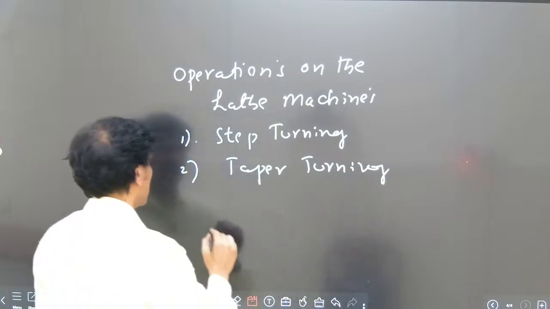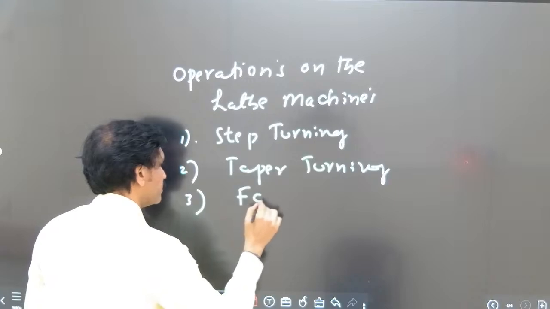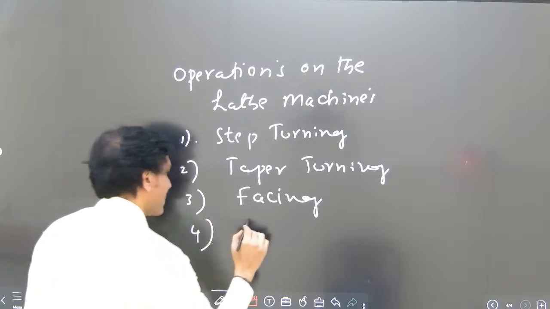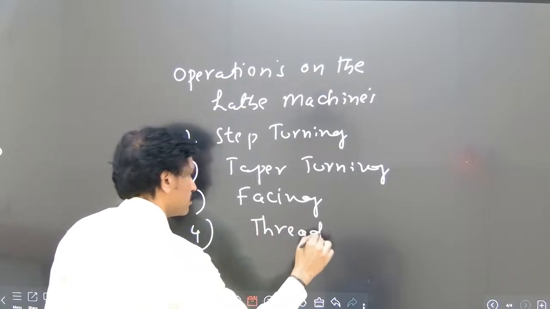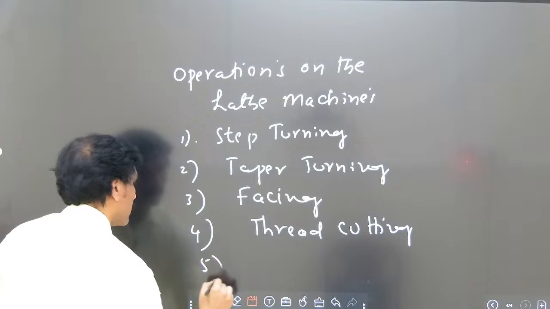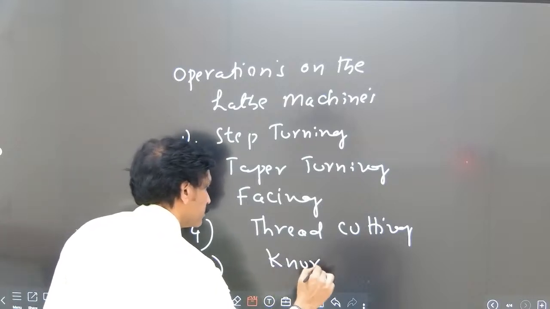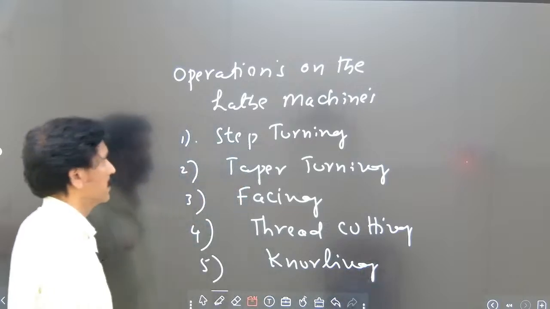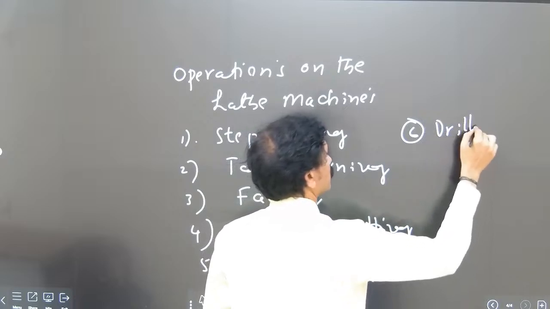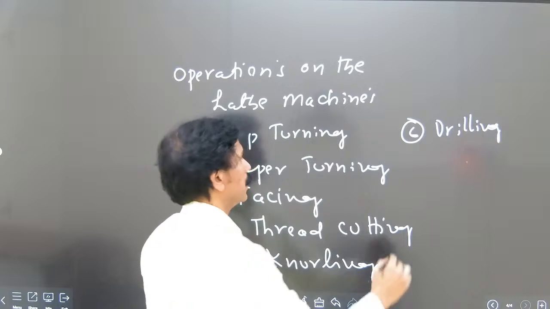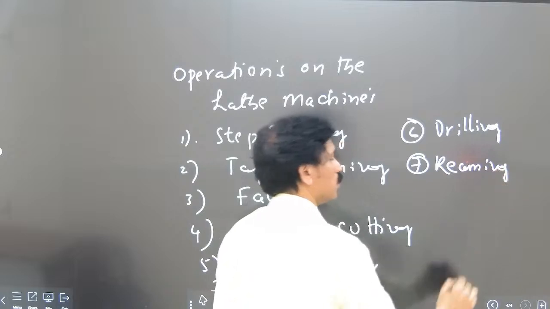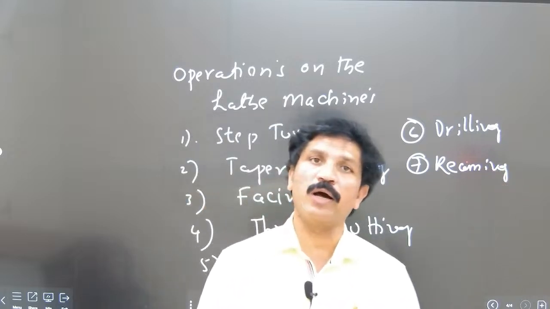Second one, taper turning. Next, facing. Number 4, thread cutting. Number 5, knurling. Number 6, drilling. Number 7, reaming. So these are the operations which are carried out on the lathe machine.